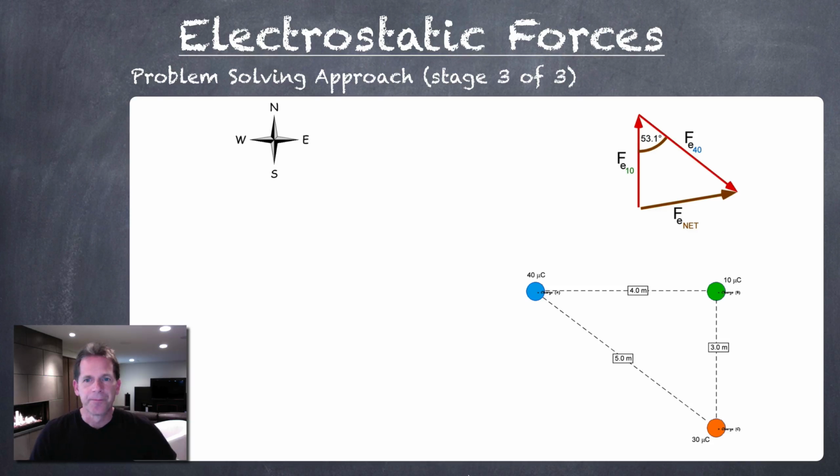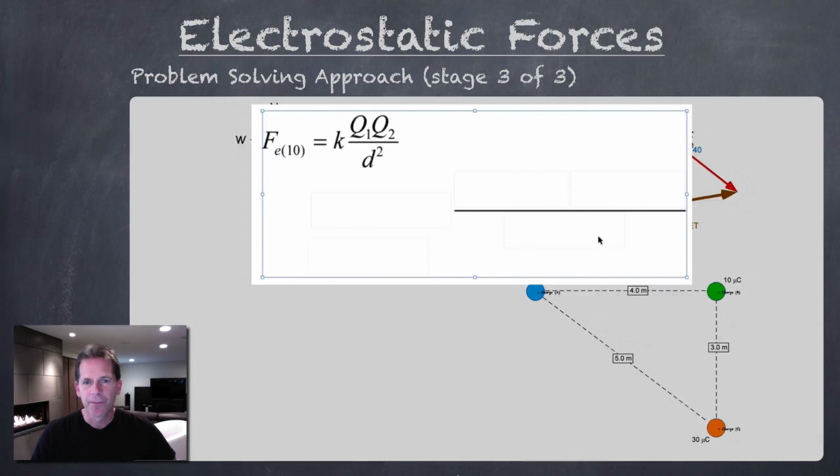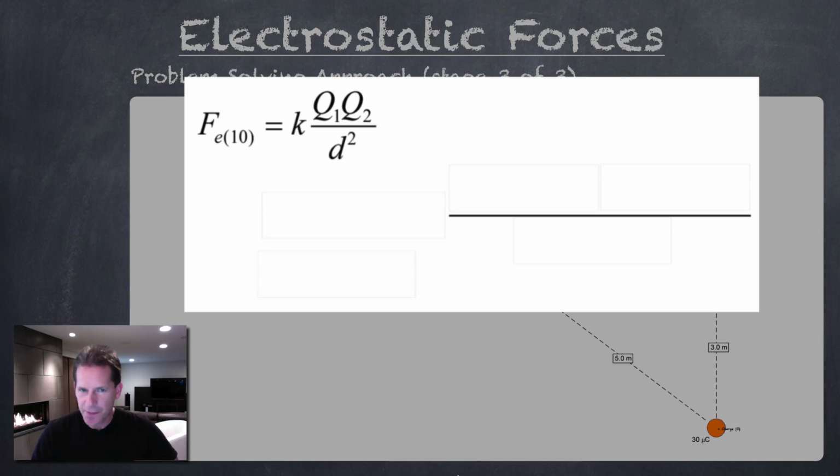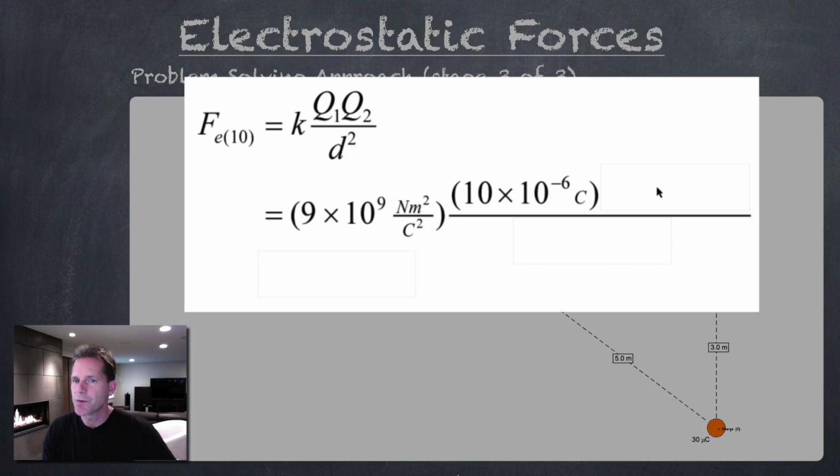So, welcome back. If we're going to determine the electric force due to the 10 microcoulomb charge, we'll apply Coulomb's law, shown here. And our substitution, a step at a time: K is 9 times 10 to the 9th, so that's substitution. And next, the two charges we're working with. We have the 10 microcoulomb charge and the 30 microcoulomb charge.